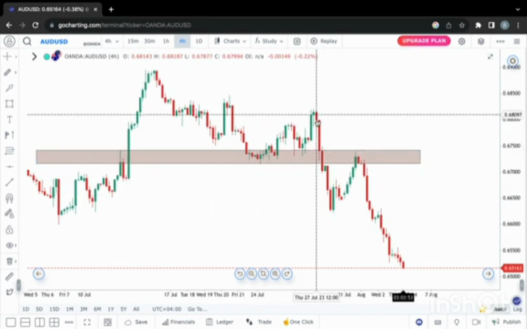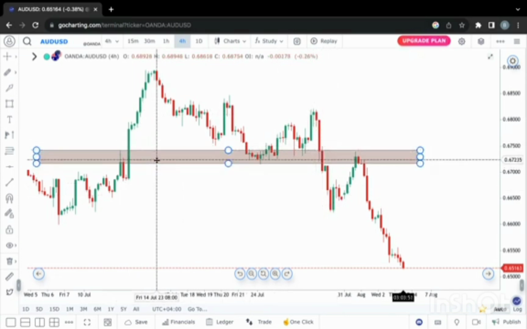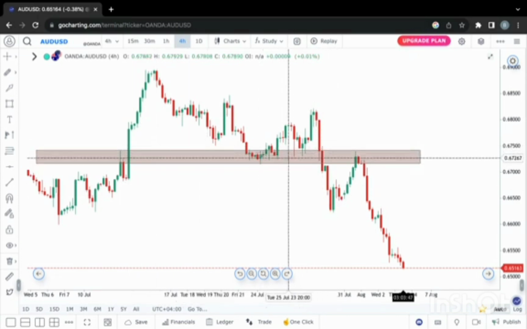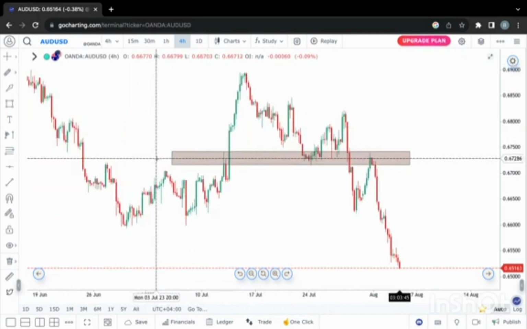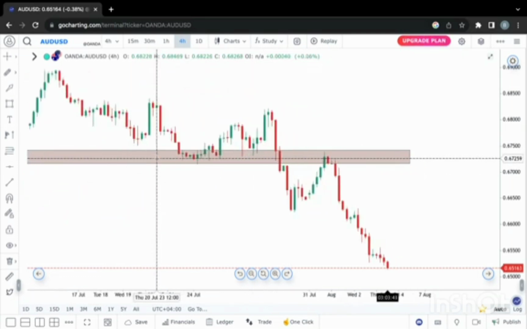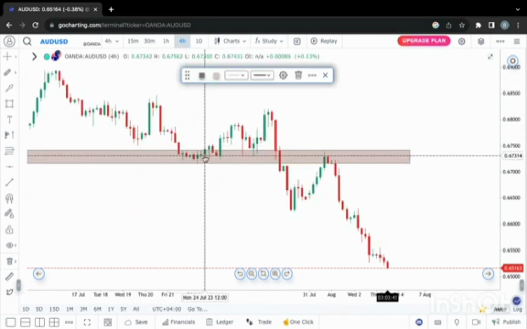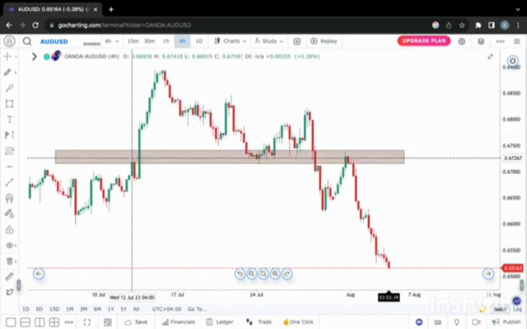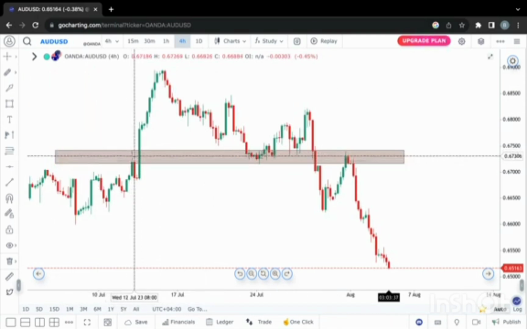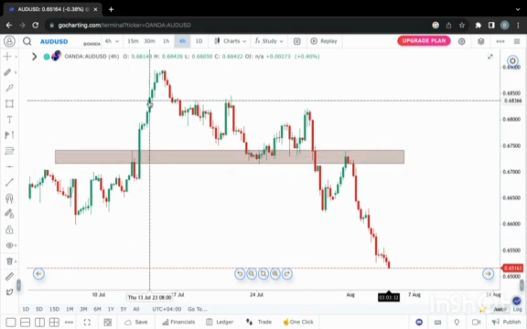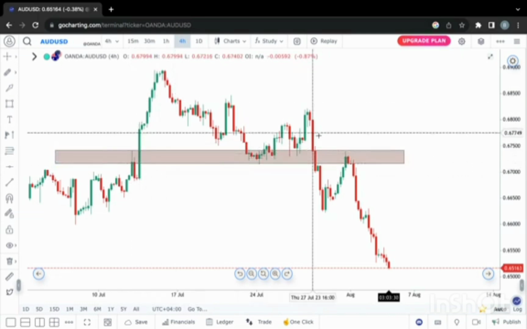So this is a solid level. This is a solid level here. So you mark your level. This is the support level. You understand? When you mark it, you can see the same level here. The market failed to break here, and later on it broke it. So you mark the level.